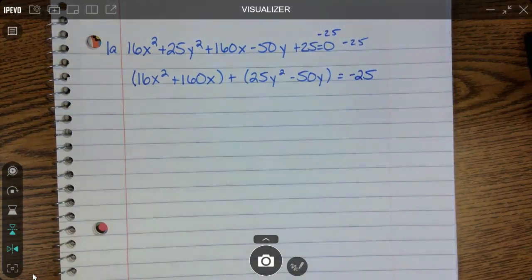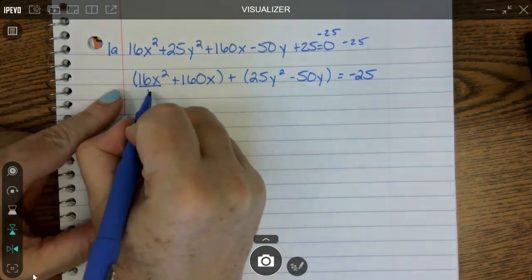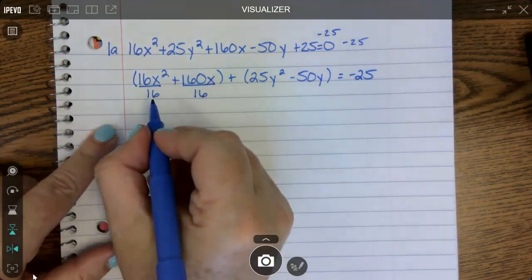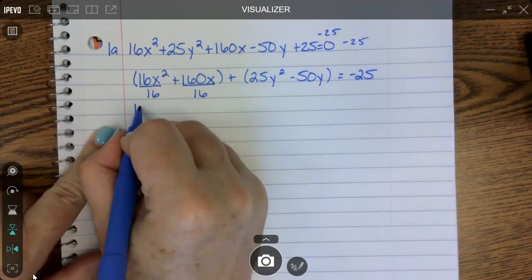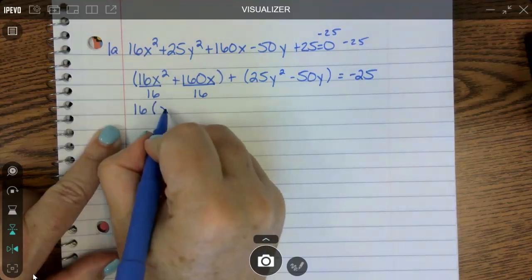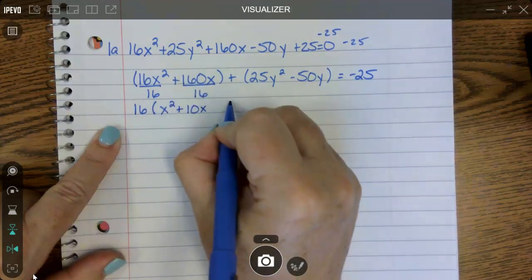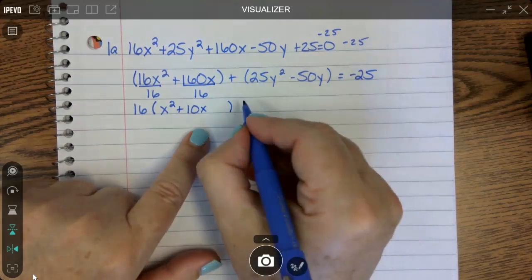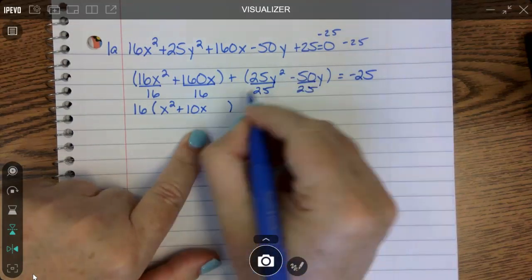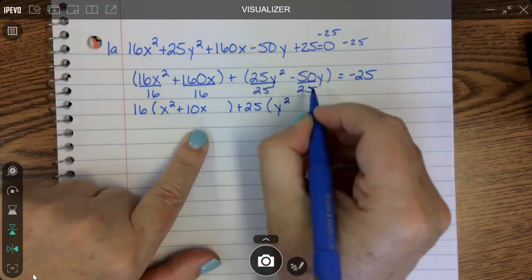Okay, so now we got to get rid of the 16 in front of the x squared. So what we're going to do is divide both terms by 16. And so we get 16, because that 16 doesn't just go away. So that comes down to x squared, that reduces to 10x. And I'm going to give myself a little bit of room. Now we're going to do the same thing here with that 25, again, because we need that y squared by itself.